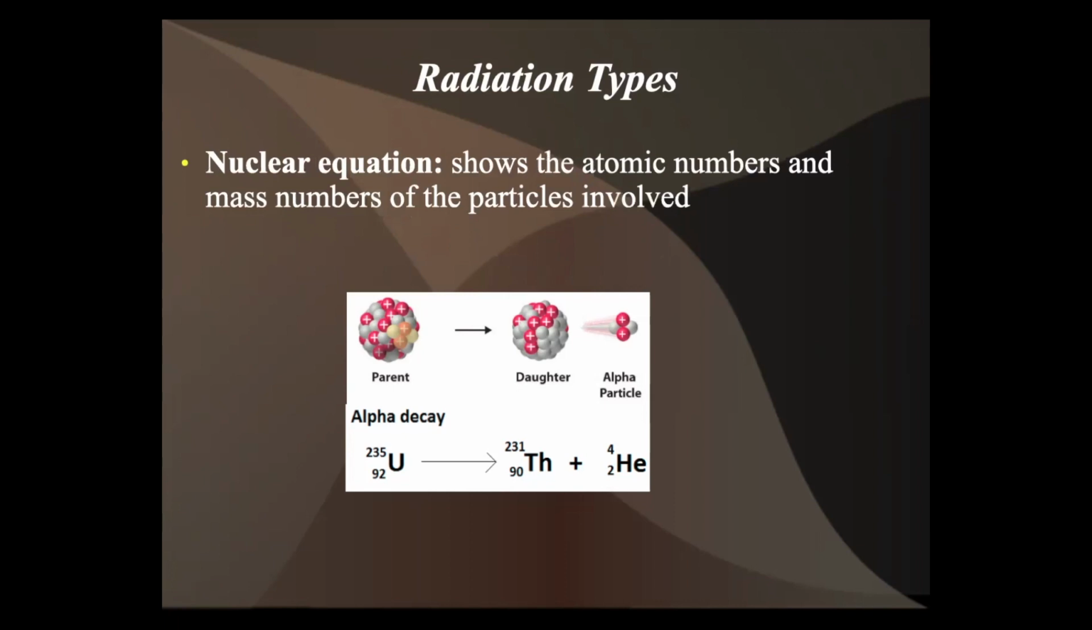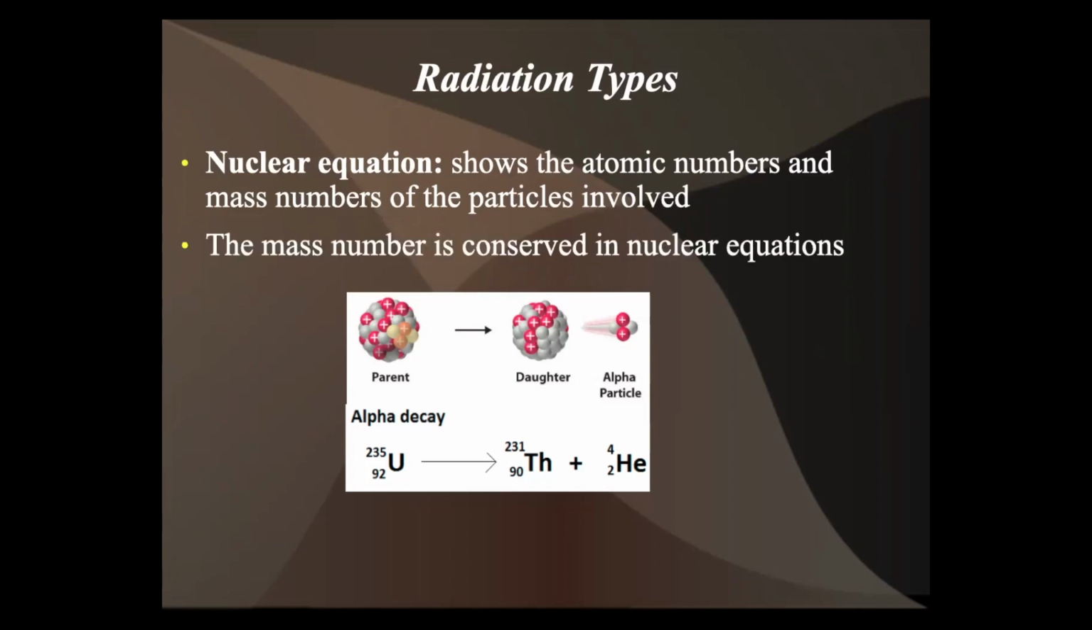So a nuclear equation shows atomic numbers and mass numbers of the particles involved. And we can see that they do equal each other on both sides. So the mass number is conserved. The number of protons and neutrons does remain constant. So we get different kinds of atoms. Uranium turns into thorium, and you also get helium produced. So we get different identities of atoms, but the amount of protons and neutrons adds up on both sides to be equal.